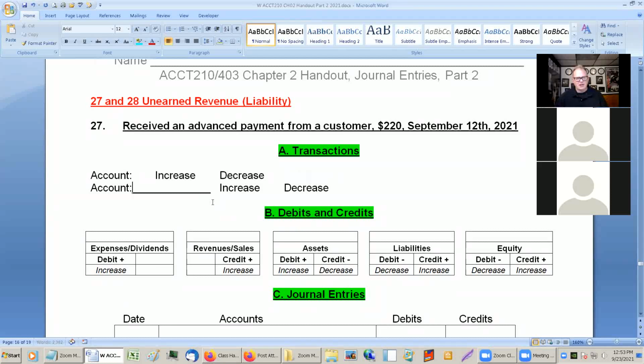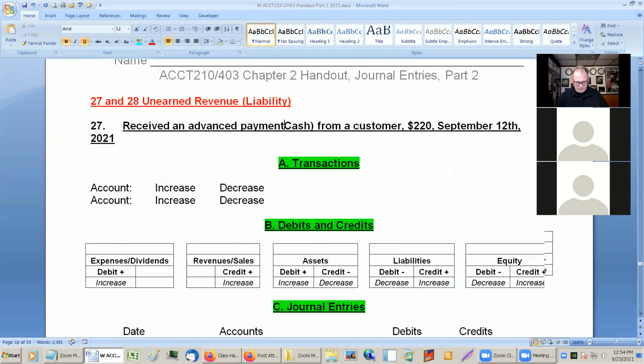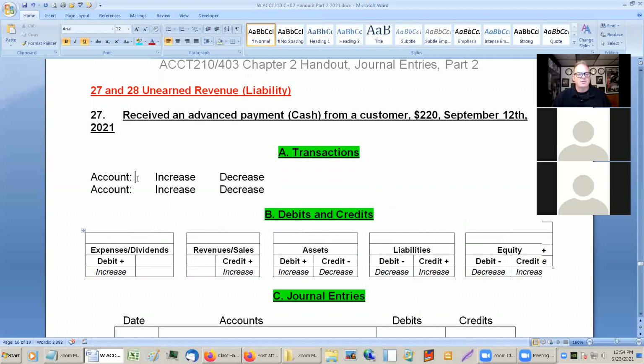Now, some of you already did these and did very well with them. Okay, so the advance payment from a customer, what kind of account would that be? What did they pay us with? Oh, come on, you guys are toying with me. Accounts receivable? Pay with cash. Yeah. Cash. Yep. So this is cash. When I see payment or paid, I think cash. Okay, so the first account would be cash.